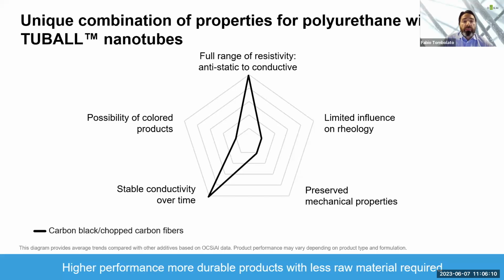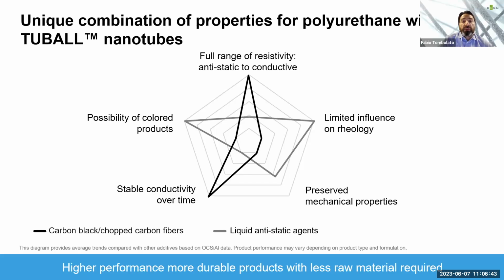Carbon black and chopped carbon fiber are well-known additives that are used to bring conductivity in the full range, from antistatic to conductive, and the conductivity that they will bring will be stable over time. But they bring some drawbacks. Thanks to the high dosage needed to achieve the conductivity, they will have a negative influence on the rheology properties and on the mechanical properties of the material. And for sure, it is very difficult or namely impossible to develop colored products.